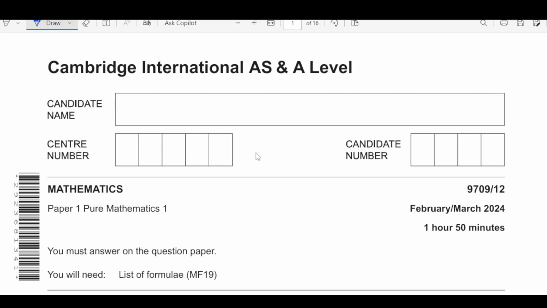Today I am doing the Cambridge AS and A level mathematics paper 1 from Feb-March 2024.